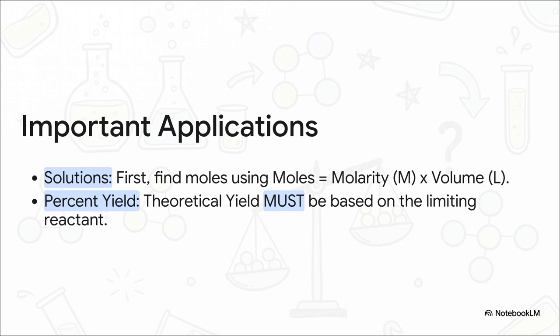And listen, this is so important for percent yield. Your theoretical yield, that's the absolute max amount of product you could ever hope to make, it must be calculated using the limiting reactant. If you use the other one, your whole calculation's going to be way off.